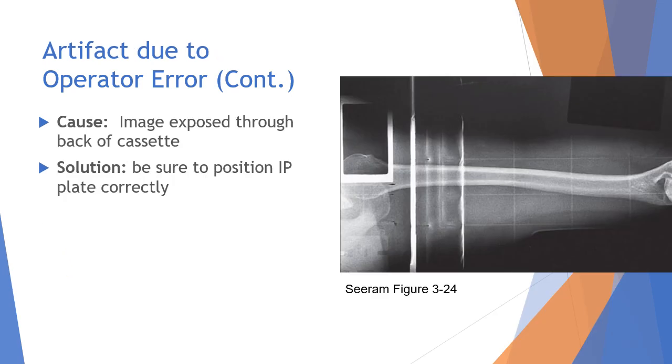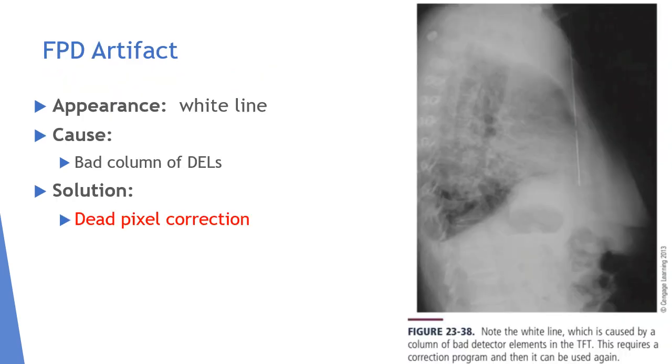Imaging plate exposed through the back of the cassette. So you want to make sure that you position the imaging plate correctly. We don't want to put it upside down. There's lead in the back of that cassette. Flat panel detector artifact. So we have a white line. This is from a flat panel detector, a bad column of dels, and we'll do the dead pixel correction we talked about earlier.